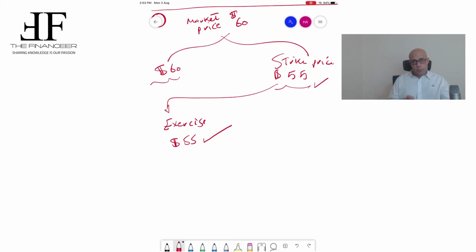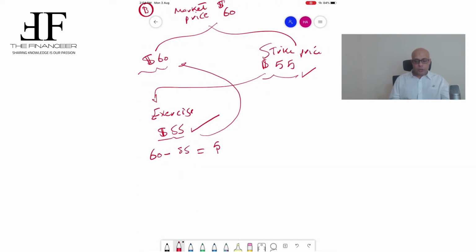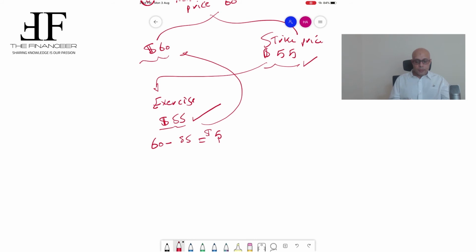He exercises the option and pays $55 to get this share, and then if he would like to sell in the market on the same day, he is going to sell at 60. So the buyer here will achieve a gain equal to the difference between 60 and 55. So the gain here will be $5. This is the difference between the market price and the exercise price.